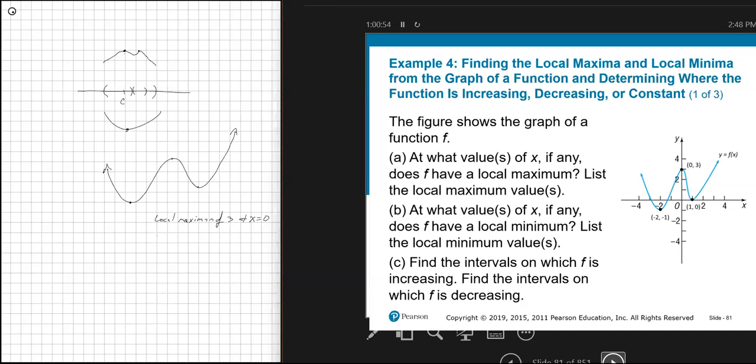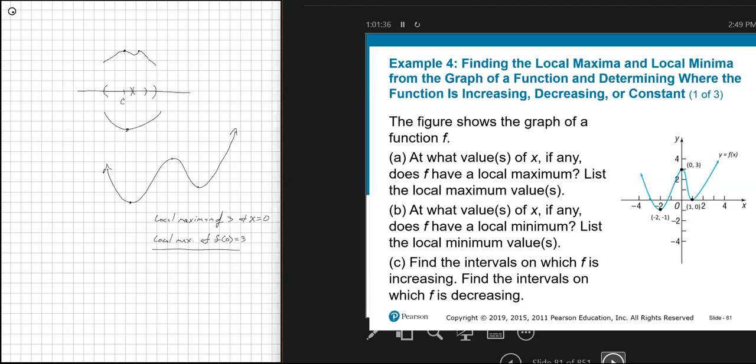Another way of stating this is a local maximum at f of 0 equals 3. We say the local maximum occurs at the point (0, 3). In this case, we can say the local maximum because there's only one. And we have two local minimums.